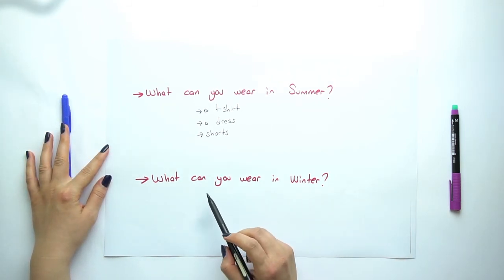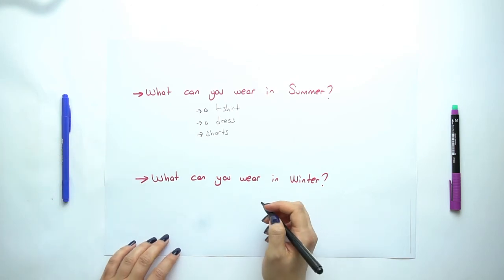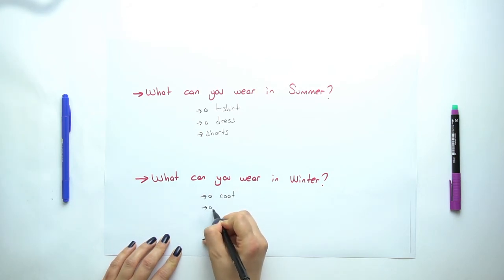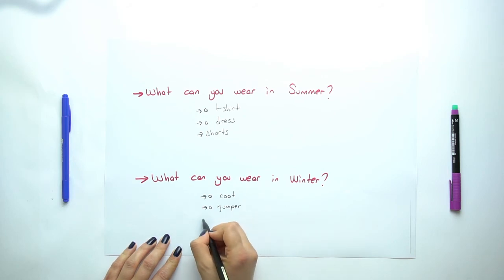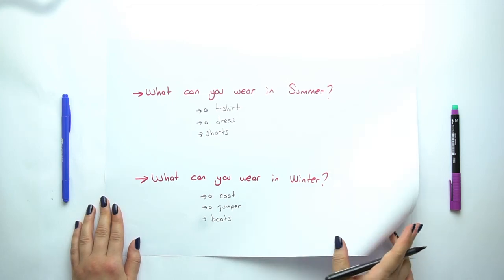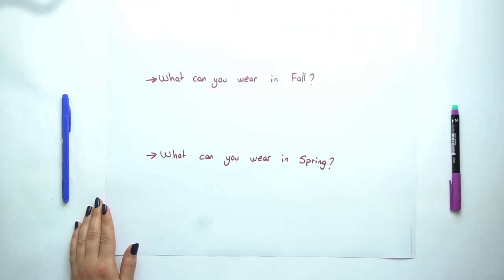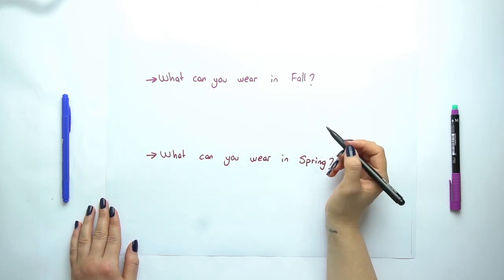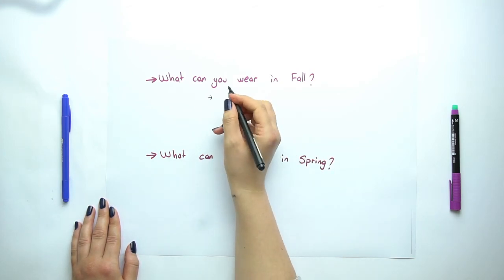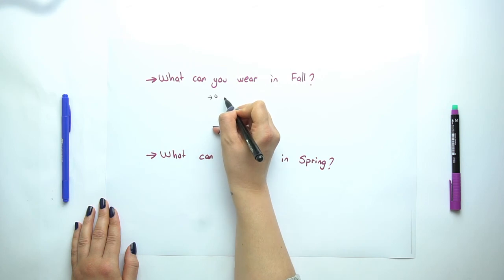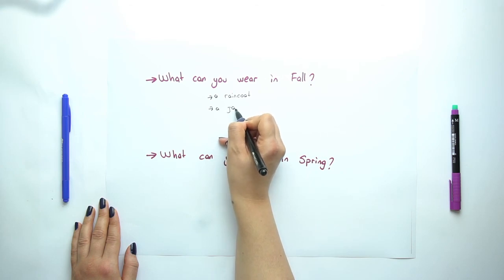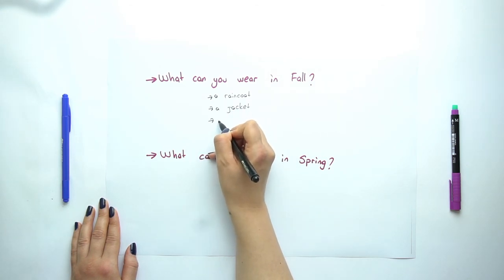And next one, what can you wear in winter? So, a coat, a jumper, and boots. We can wear these clothes in winter. And what can you wear in fall? Alright, again we will write 3 examples about them. First, let's write a raincoat, jacket, and a scarf.